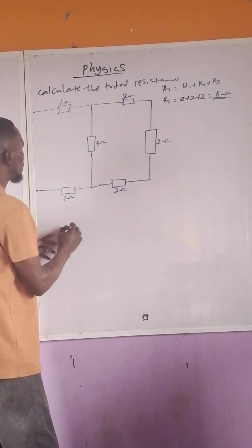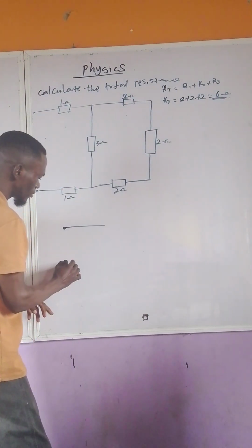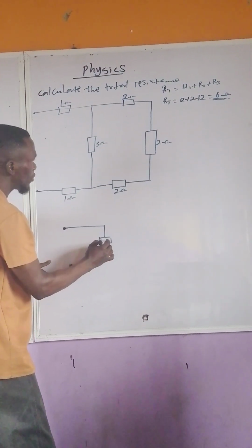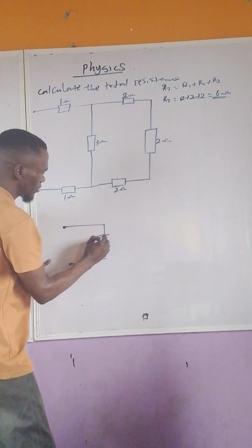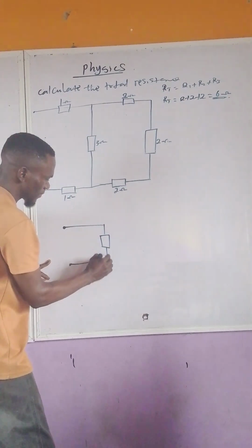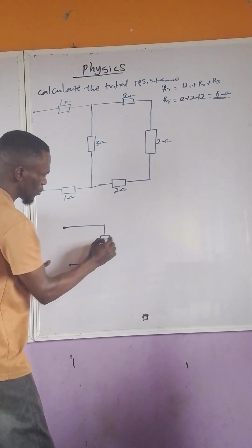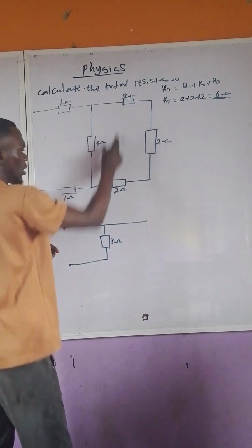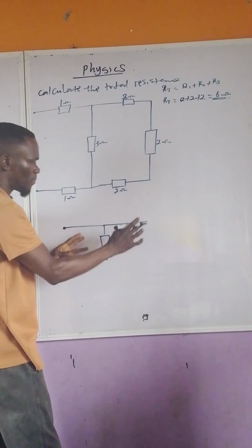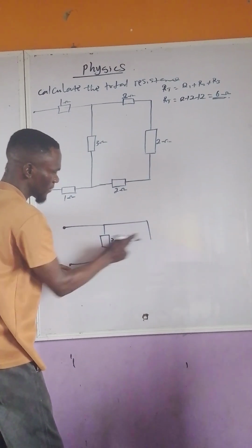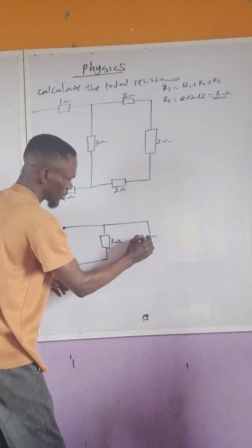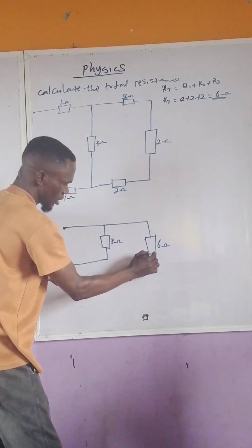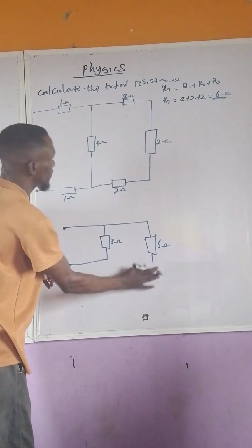So I'm going to have another diagram here. Look at it, I hope you are seeing it right. I'm going to have this one here as 3 ohms, and 3 ohms here. Then we've already converted these two, all this 1, 2, 3, to parallel. So we are going to put it in this place and connect it to what we have here. I'm going to have it as 6 ohms, because we've converted everything to parallel.